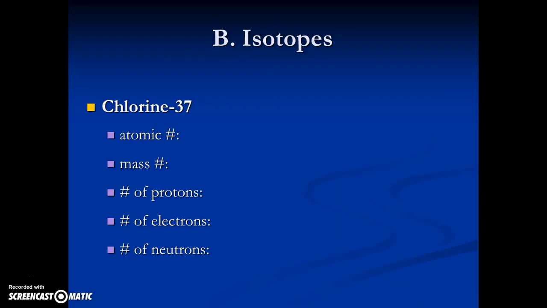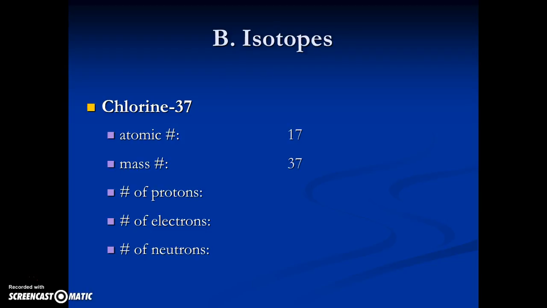So let's look at this slide. Chlorine-37. Here's what you should be able to do. Look at this notation, chlorine-37. Can you identify the atomic number of chlorine? To do this, we'll look at the periodic table. Chlorine has an atomic number of 17. So that means it has 17 protons. Its mass number is written right there next to the element, 37.